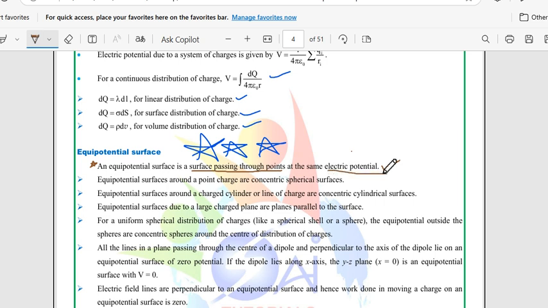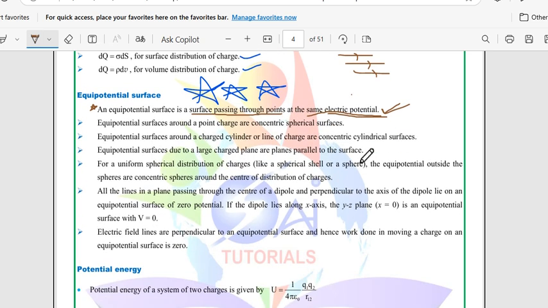Whatever the object or surfaces are there, it is having the same electric potential over all the surface, or else the locus of all the points which have the same electric potential is called an equipotential surface. Same electric potential must be noted. So those surfaces are called equipotential surfaces.